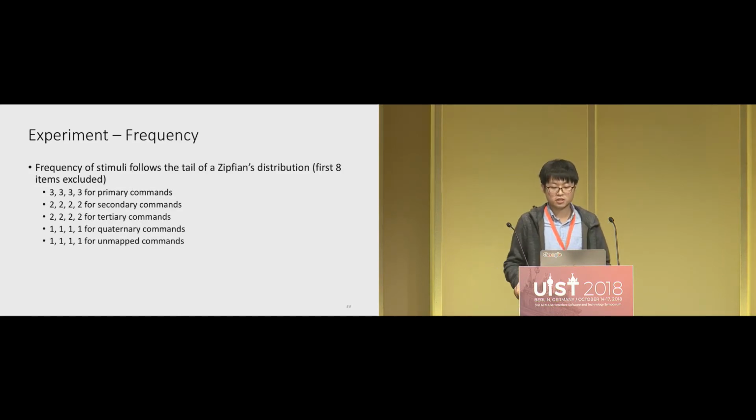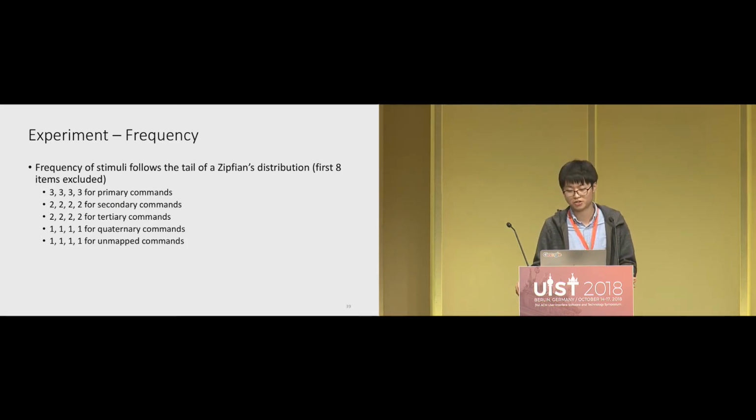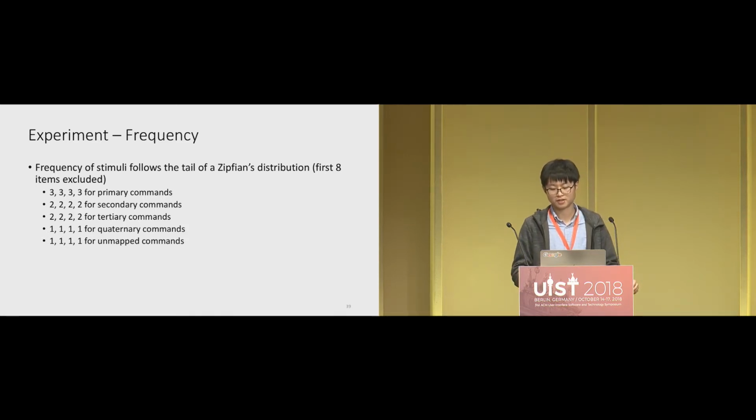The frequency of these stimuli follows the Zipfian distribution, but with the first 8 items excluded. The reason for excluding the first few items is that we are interested in those shortcuts that are less frequently used, not those that are well known, for example, Control-C or Control-V. So in a block, we will see all primary commands appearing 3 times, secondary and tertiary commands appearing 2 times, and quaternary and unmapped commands appearing only 1 time.